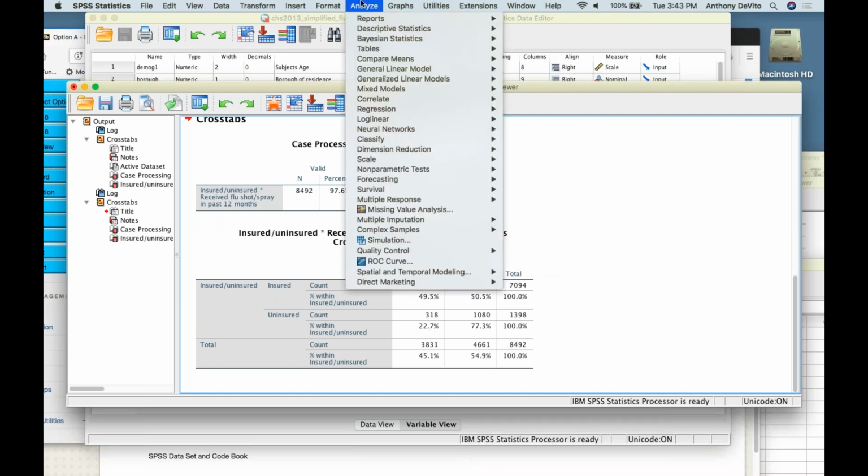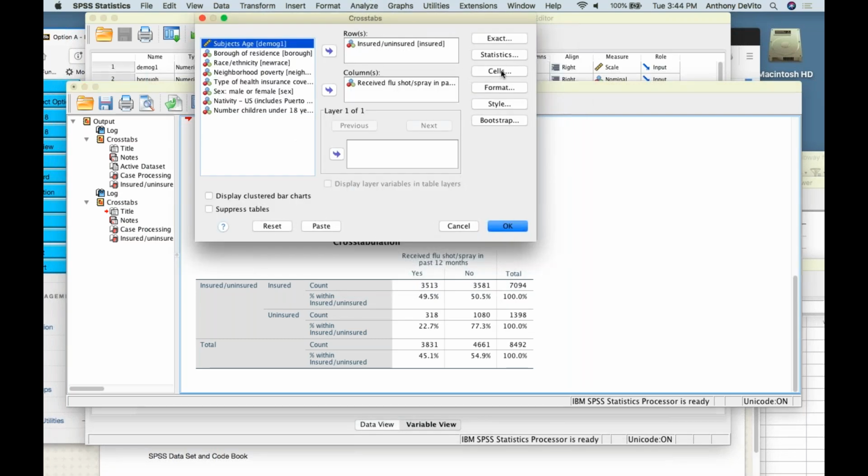Now let's go back to analyze, descriptive statistics. Let's do some statistical analysis of this. It's nice that we know that, but now let's prove it. What's our null hypothesis? Our null hypothesis is that being insured has no influence on whether you get a flu shot. There's no association between being insured and getting a flu shot. Our alternative hypothesis is that there is an association, right? So I'm going to go to analyze, descriptive statistics, crosstabs, and click on cells.